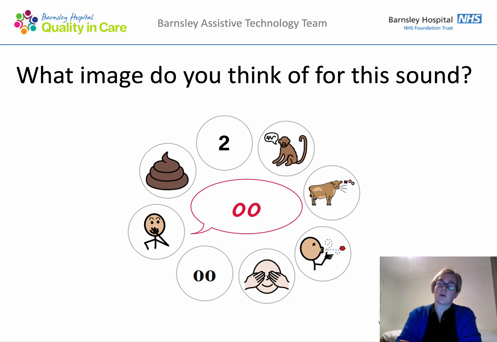Or it might be that you have a completely different representation for the sound oo. So if you've got a dog called Lou, then maybe you would want a photo of your dog. We understand that a lot of people might not be able to express what they think of when they hear a sound, or they may not actually have an image. So it may be that we can give them a colour, or we can present lots of different images and they can just choose their preferred one, even if they can't tell us what it conjures up in their mind.